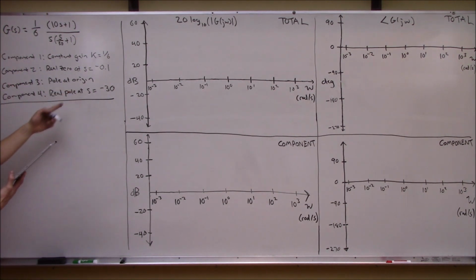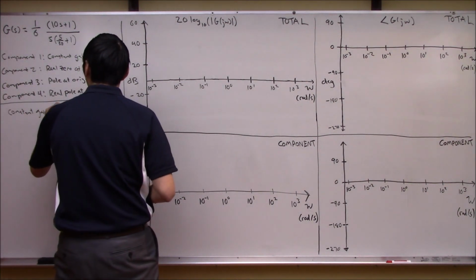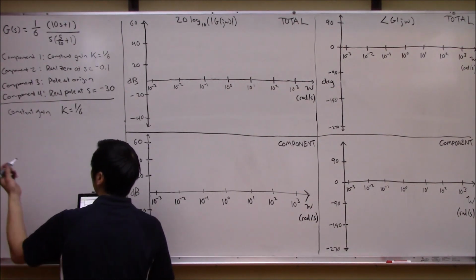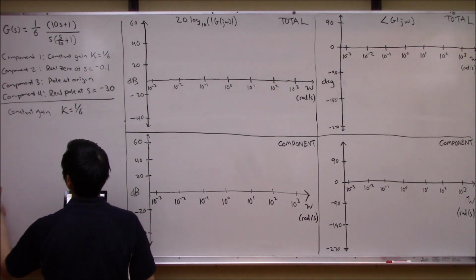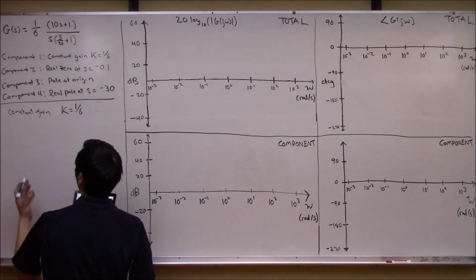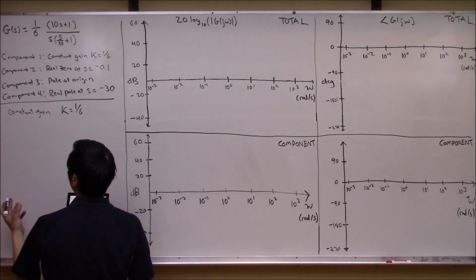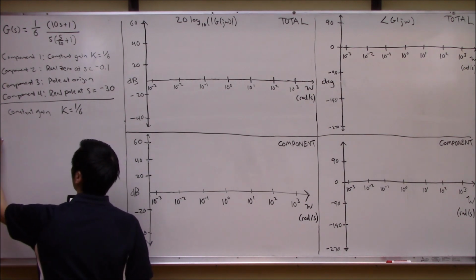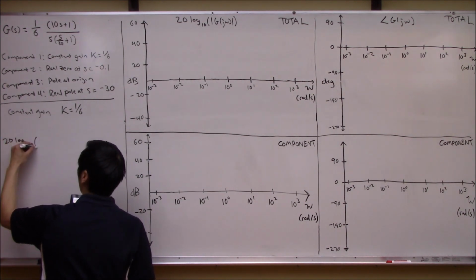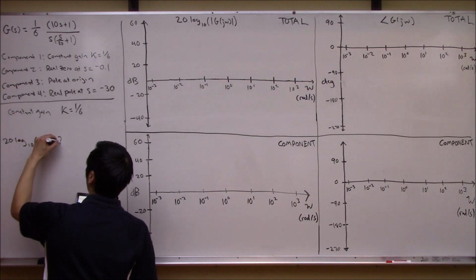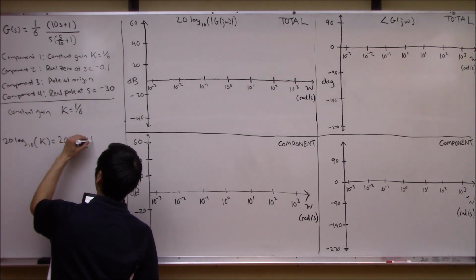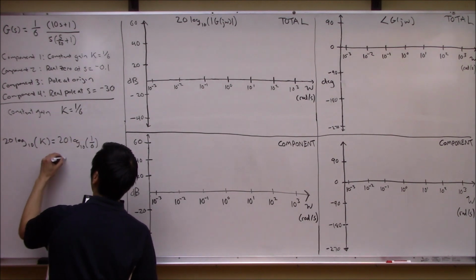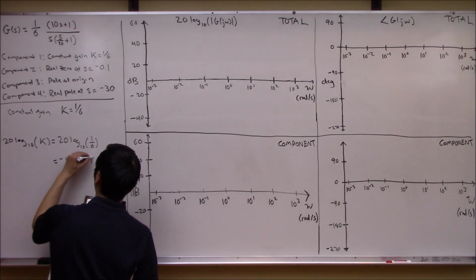So let's start with component 1. Component 1 was the constant gain, and we said that the constant gain was k of 1/6. If you remember from our discussion last time about individual components, a constant gain is really simple. It's a constant line in magnitude of 20 times log base 10 of k, which is 20 times log base 10 of 1/6. If you crunch those numbers, this comes out to something like minus 15.6 decibels.